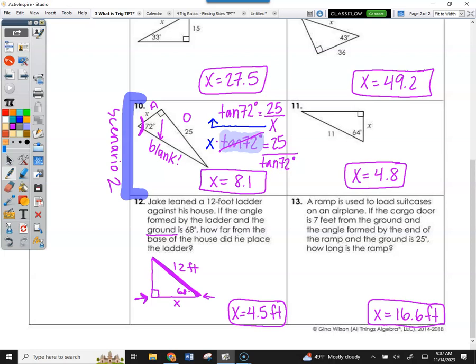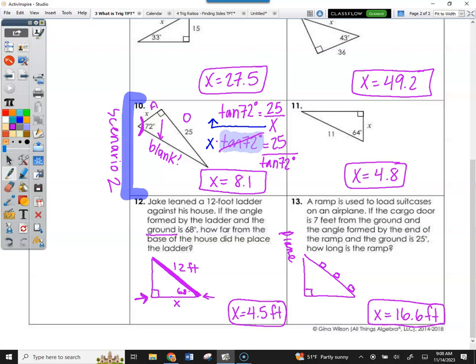Now, number 13. A ramp is used to load suitcases on an airplane. What's our picture? What do we say is our picture? We have a right triangle, and the ramp is the hypotenuse, right? So you've got suitcases going up to the airplane. The airplane is right here. This is the plane.